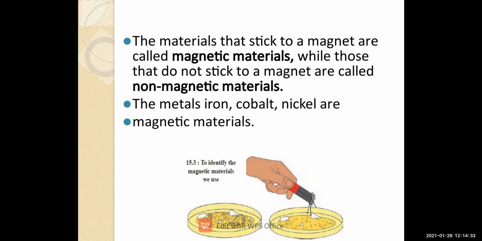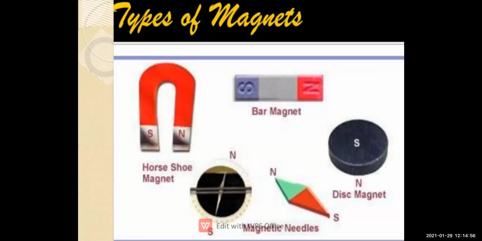Okay, even wood pieces, if you keep them in this beaker or bowl or dish, will also not stick. So the things that do not stick to the magnet, what are they called? They are called non-magnetic materials. Okay, I hope you have understood these two terms. Let's move towards the next slide.